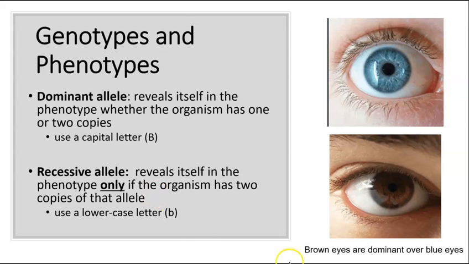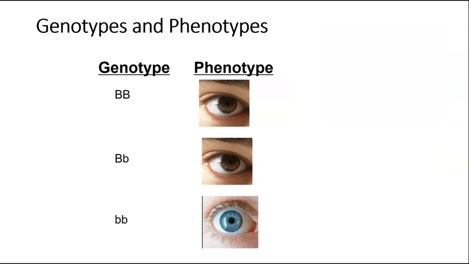So for example, brown eyes are actually dominant over blue eyes. Brown eyes are the dominant trait over the recessive blue eyes. So if we look at the genotype and the phenotype of eye color, we can see that if someone has the genotype big B, big B, then they for sure will express brown eyes. However, if the person has the genotype that is heterozygous, with a big B and a little b, still that dominant trait will be expressed and that person will still have brown eyes.